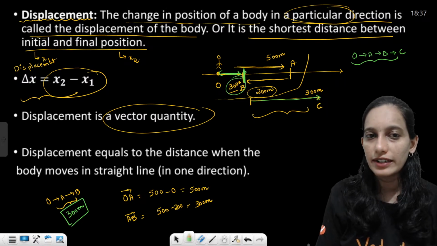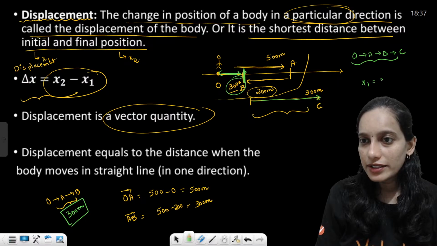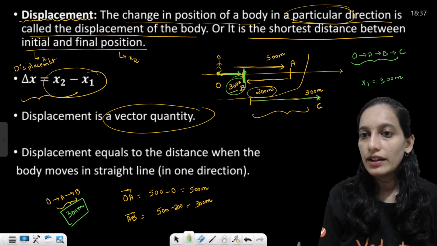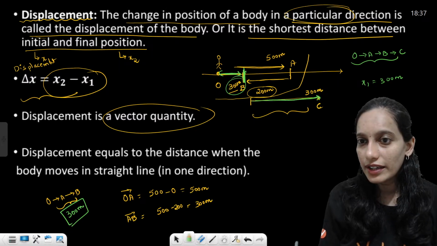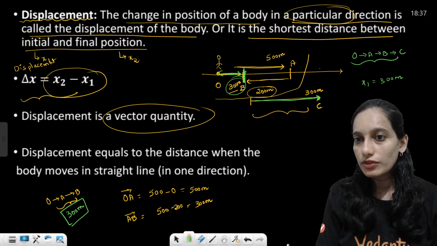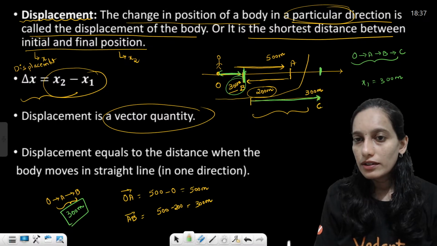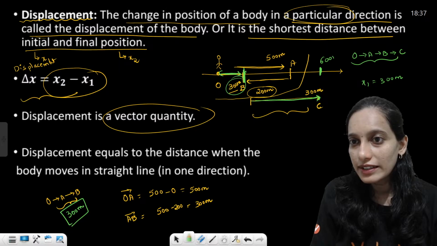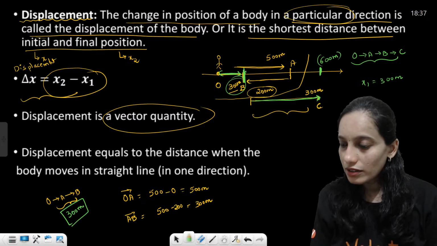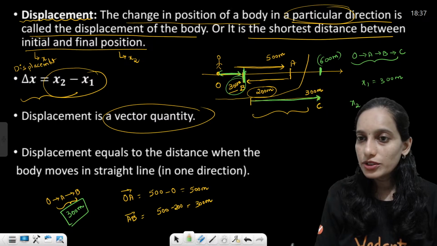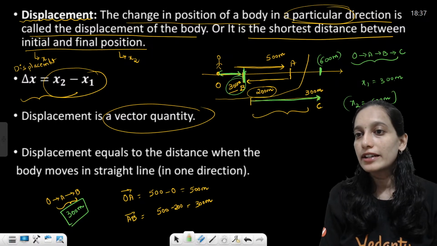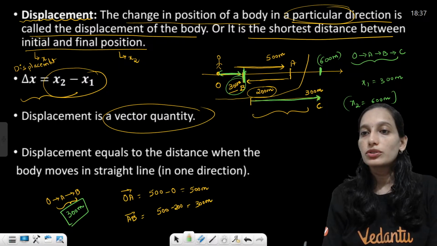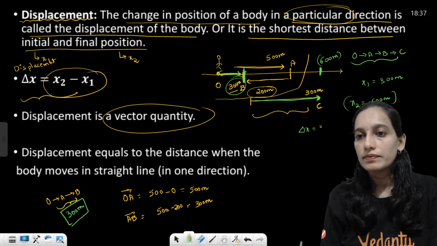like my initial position is 300 meter. Correct? I can say x1 is 300 meter. And x2 is, I have added 300 to it, right? So my position will be 600 meter. Yes or no? Yeah. So x2 is 600 meter. So total displacement? That is 600 minus 300, which is just going to be 300 meters.